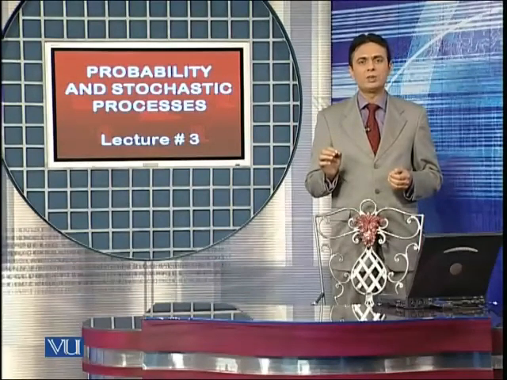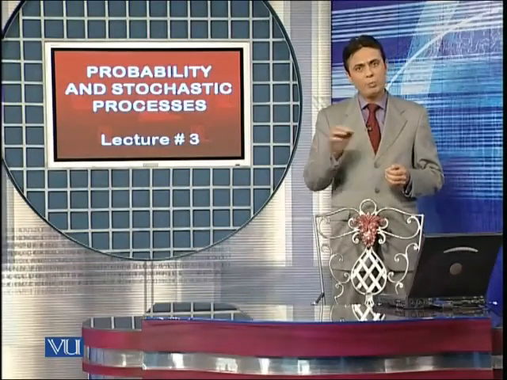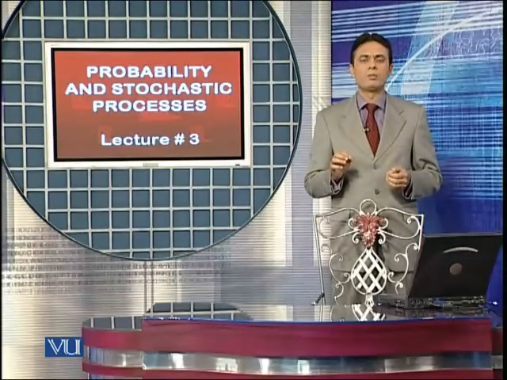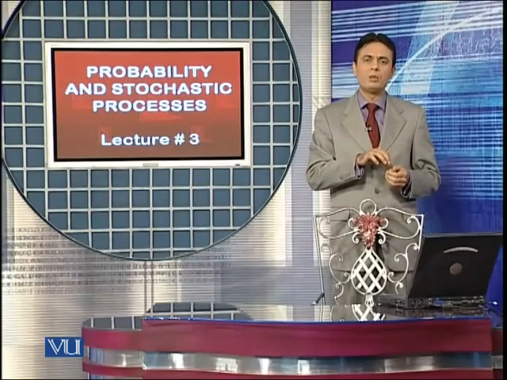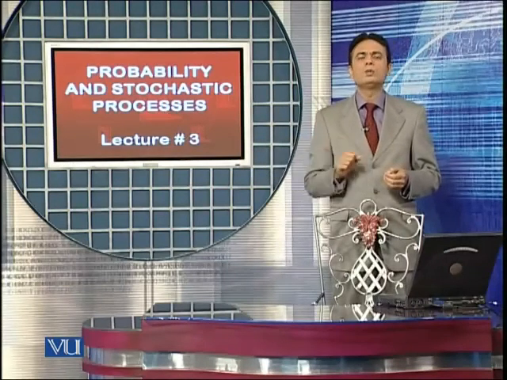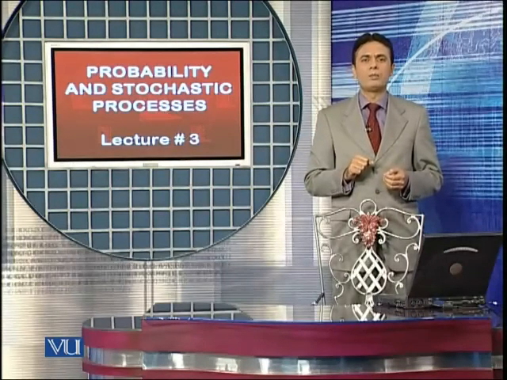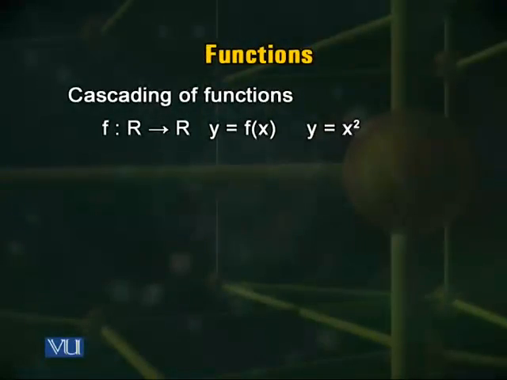Then it's possible to have a function which combines these two mappings. This third function takes elements of the first set and maps them directly to elements of the third set. For example, suppose the first function is between R and R. It maps real numbers to real numbers under the equation y is equal to x square. So it takes a number from the first set and gives you the square of the number.